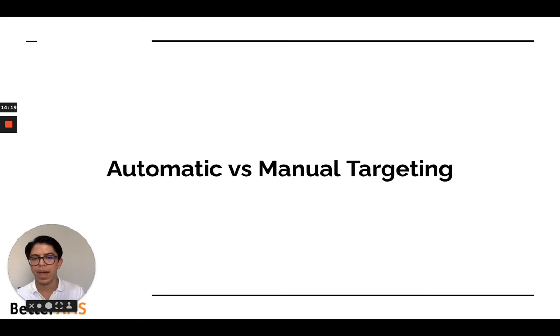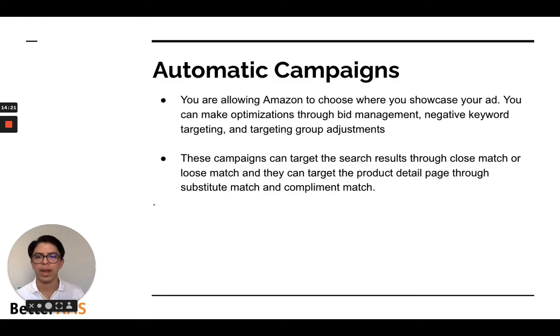You have automatic versus manual targeting. Automatic campaigns, you find these on sponsored products only. You're allowing Amazon to choose where you showcase your ad. You can make optimizations through bid management on the 4 different targeting options that exist. You can also add negative keywords, and you can make targeting group adjustments, as I said before.